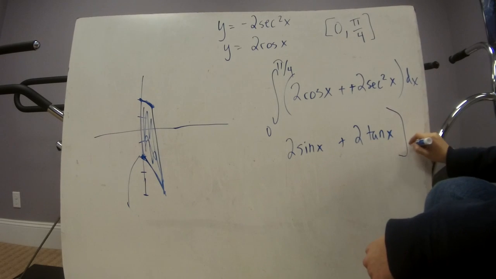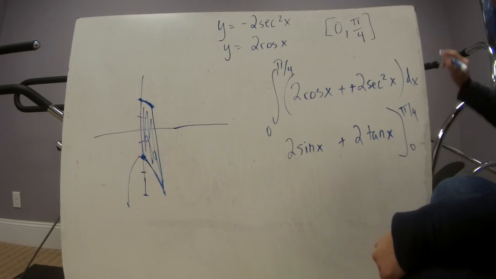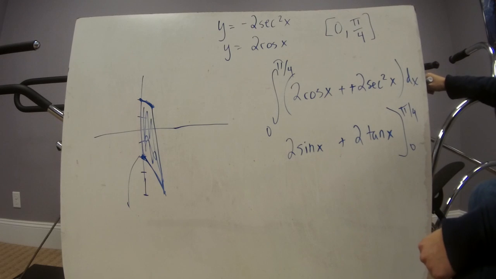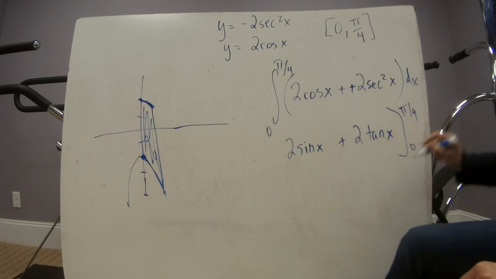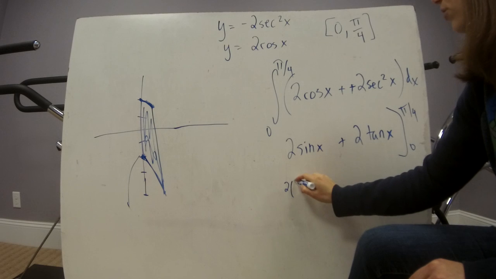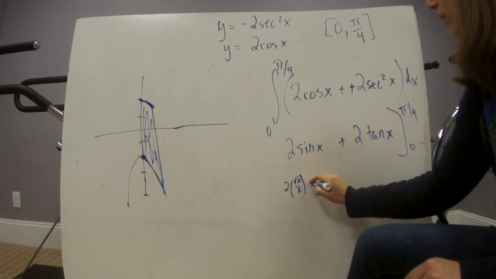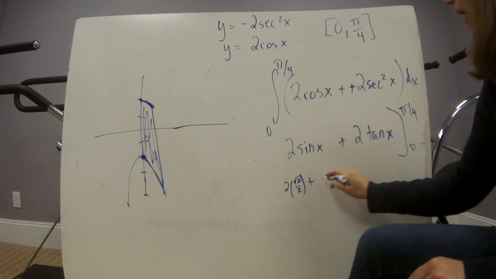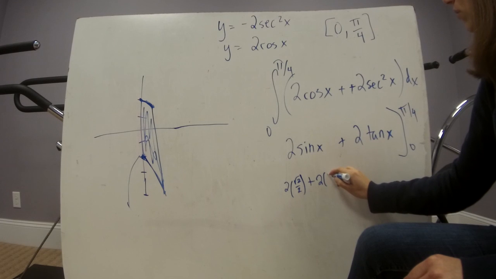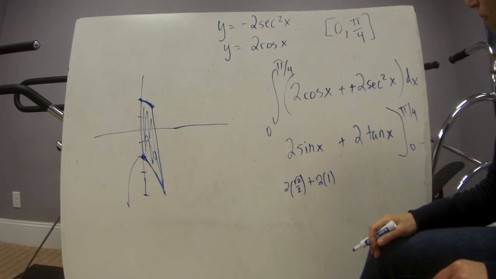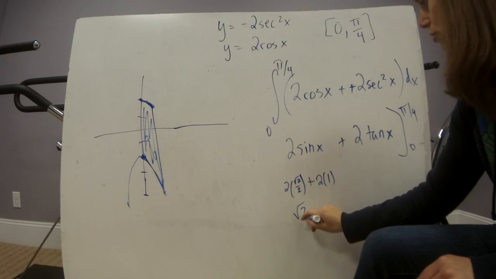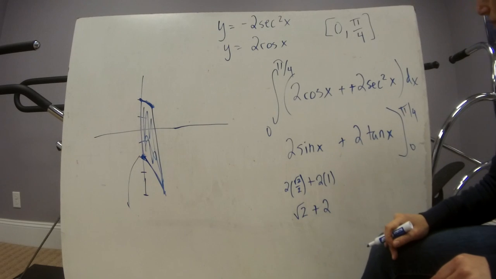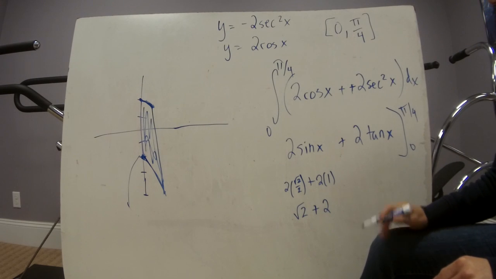And then I'm just going to plug in 0 and pi over 4. Oh man, this is going to be awesome. What's sine of pi over 4? Sine of pi over 4 is root 2 over 2, plus tan of pi over 4 is 1, isn't it? So those are going to cancel, so I'm going to get root 2 plus 2. So that's what I get when I plug in pi over 4.